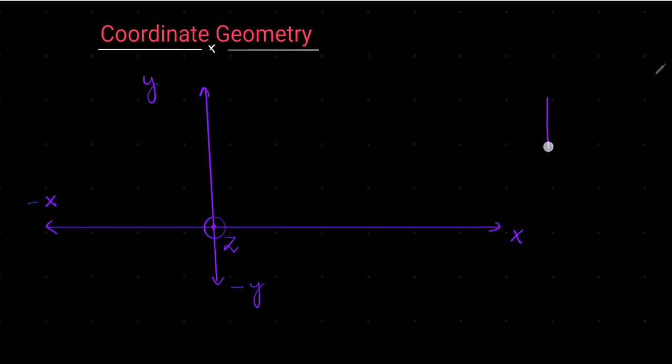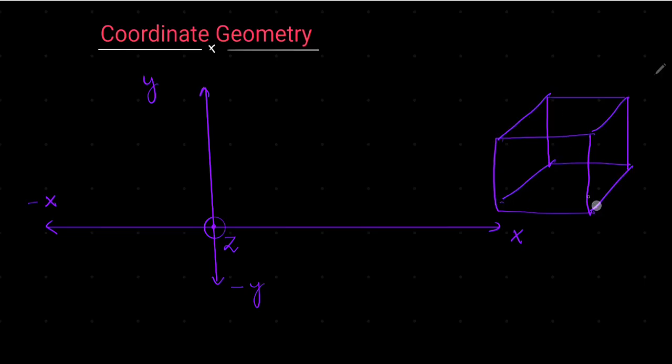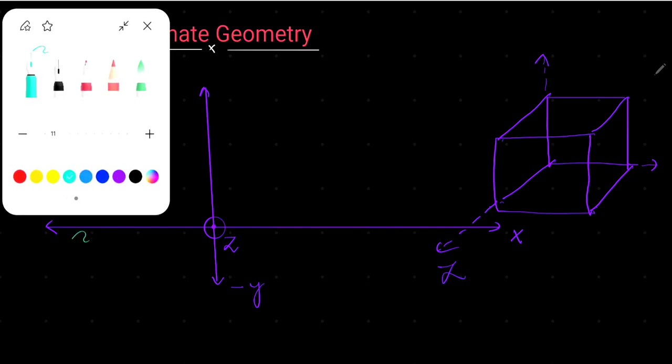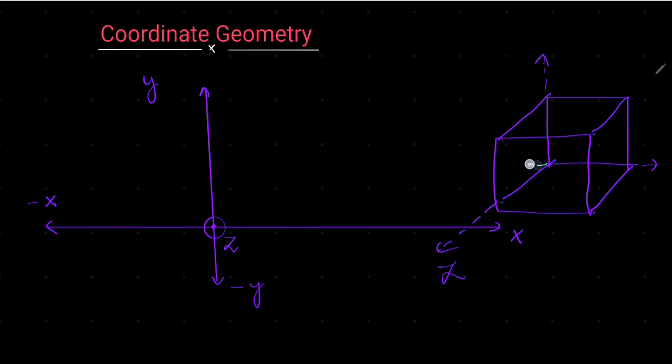So let's draw a cube or cuboid to have more visualization. Let's draw it like this. You can imagine it in a better way through this cube or cuboid. This is your y-axis, x-axis, and this is the z-axis. Now this part is the negative x-axis, this part is the negative y-axis, and this part is the negative z-axis. Understood? Fine.